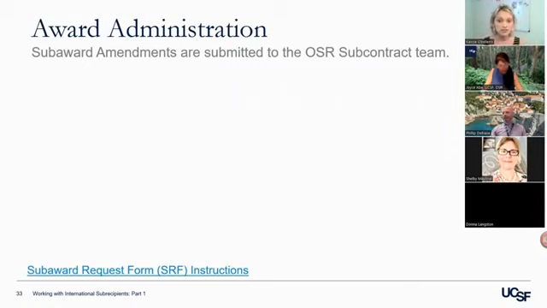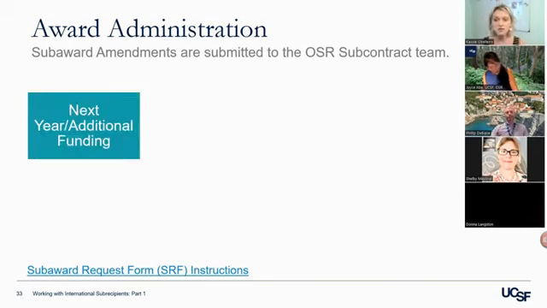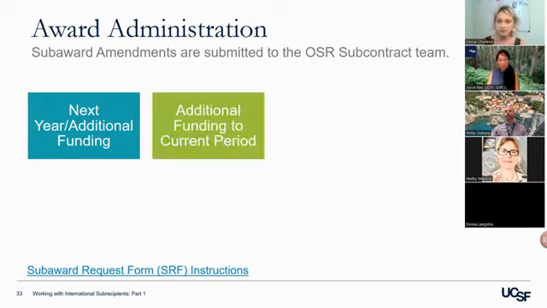Subaward amendments are submitted to the OSR subcontracts team. There needs to be a subaward amendment issued for the next year or additional funding. As we know, NIH usually will fund, say, a 5-year project, but then they fund in budget periods or 1-year increments. So if your subaward was entering year 2, this would be to add that year 2 of funding.